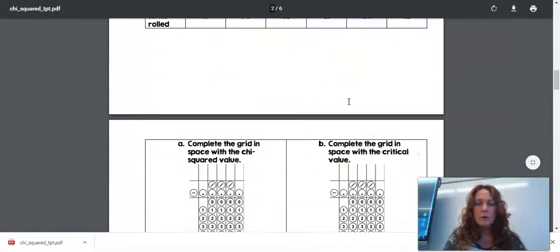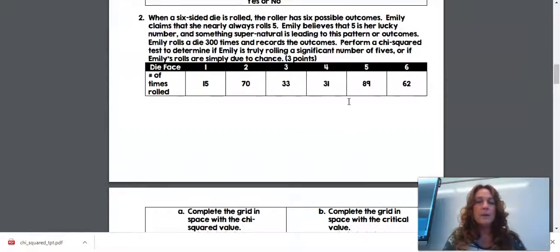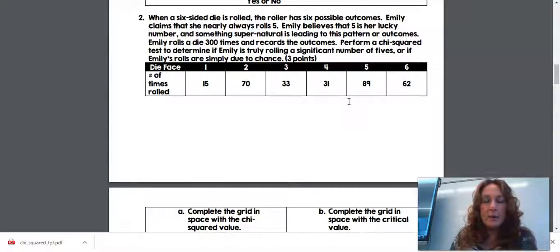So problem 2. Where'd it go? All right. Again, we're going to roll a die. So it is a die. The roller has 6 possible outcomes. Emily is like all about rolling the number 5. She thinks she's supernaturally able to roll 5s. She rolls the die 300 times, and this is what she records as an outcome.